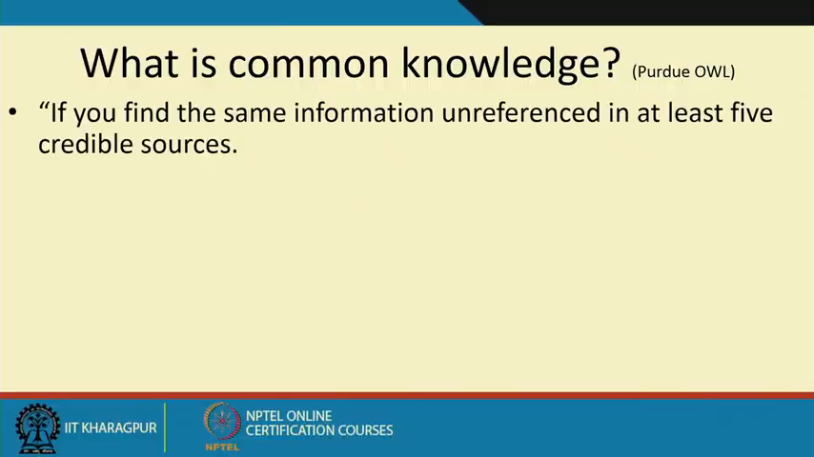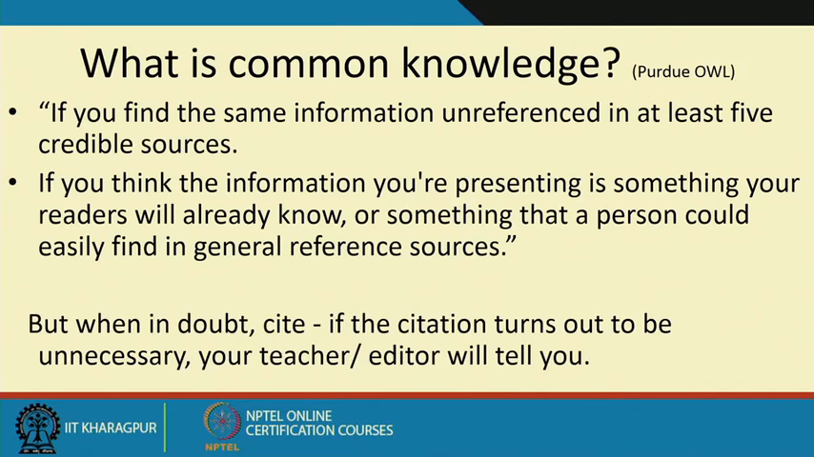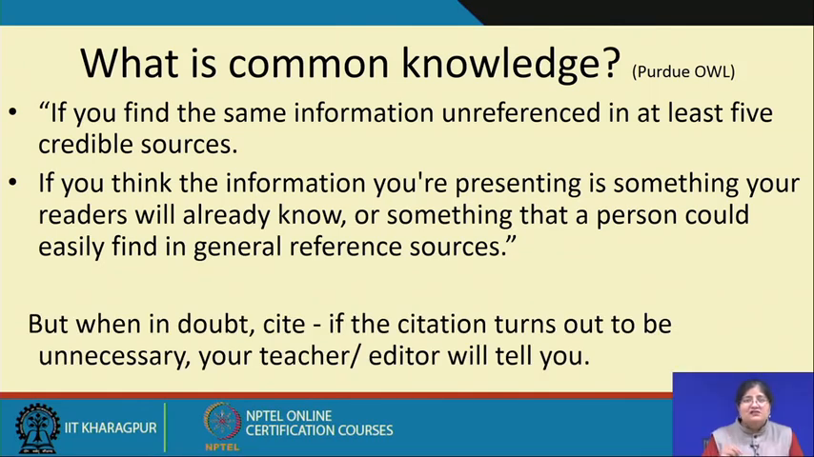Now, what is common knowledge? If you find the same information unreferenced in at least 5 credible sources, then you can safely say that it is common knowledge. If you think the information you are presenting is something your readers will already know, or something that a person could easily find in general reference sources, for example, encyclopedias, dictionaries, etc., then you can safely consider it as common knowledge. But when in doubt, always cite. If the citation turns out to be unnecessary, your teacher or editor will tell you. The editor of the journal will say this citation is not necessary. But to be on the safe side, use as many references as possible.